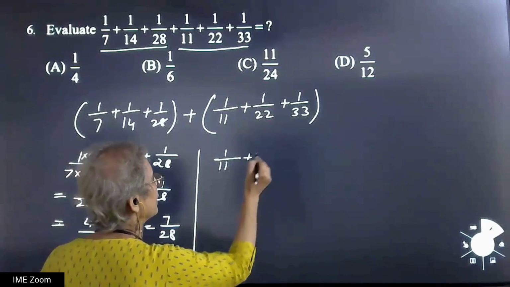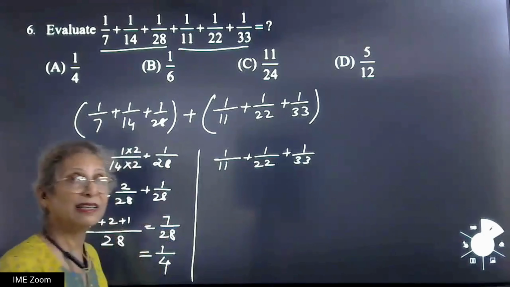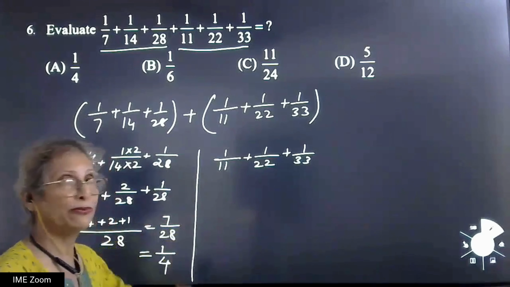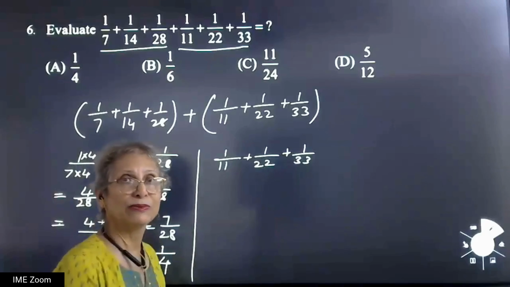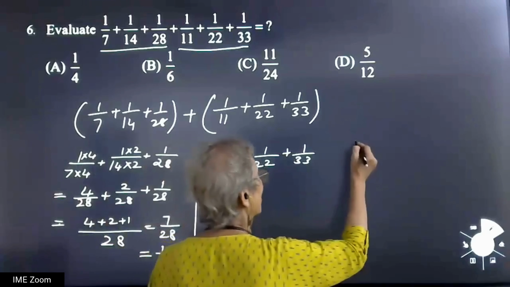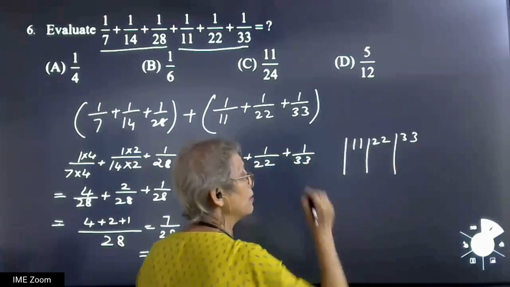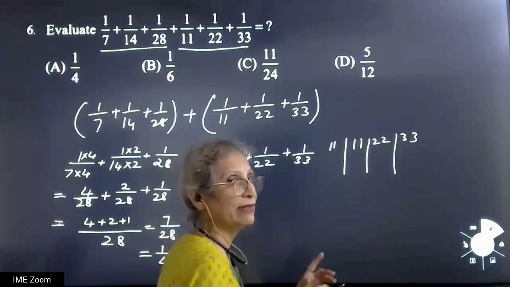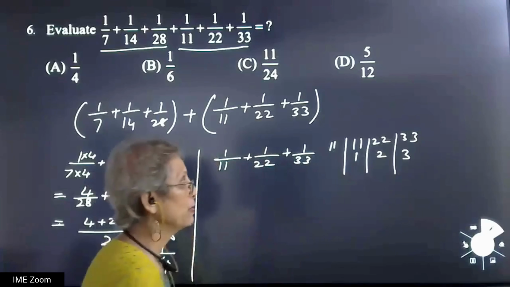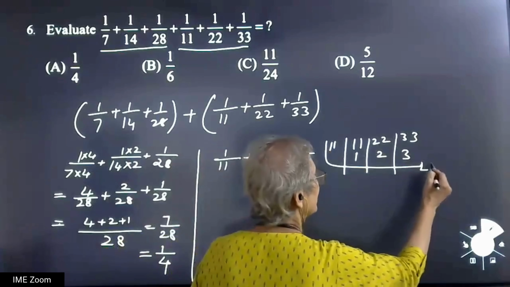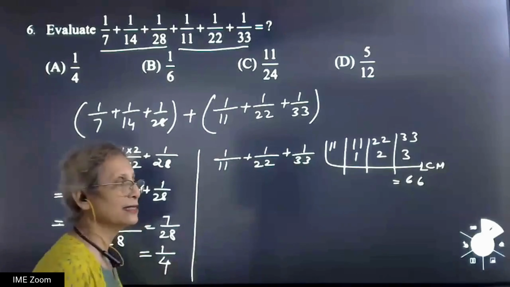1 upon 11 plus 1 upon 22 plus 1 upon 33. Now here the LCM is, yes, 22 is multiple of 11. 33 is also multiple of 11. But 33 is not multiple of 22. So here we have to find the LCM like this. We know the common factor is 11. 11 is the HCF. 11 1s are 11, 2s are 22, 3s are 33. Now they are co-prime. So multiply all these together to get LCM. And LCM is 66.